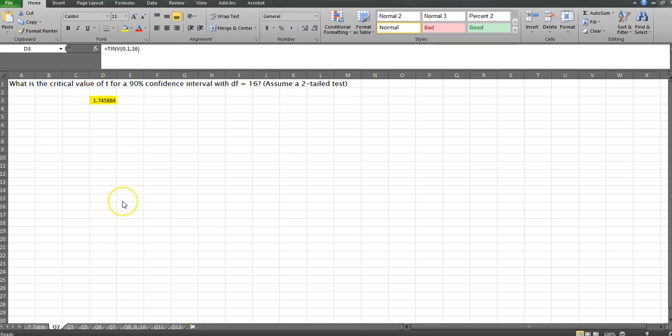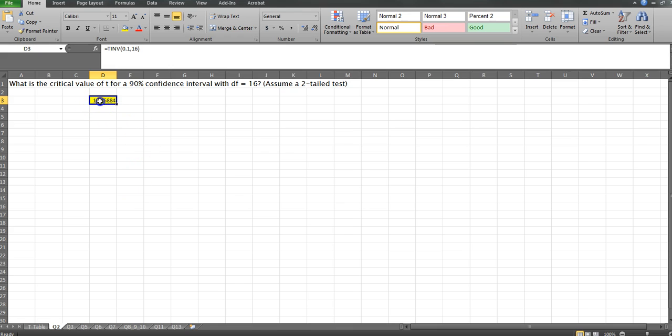On the first question, keep in mind all these questions have different values for you folks, so what you see on my screen is probably going to be different than what you have in Leo. The first question was asking, what is the critical value of t for a 90% confidence interval with a degree of freedom, that's what that DF stands for, of 16, assuming a two-tailed test.